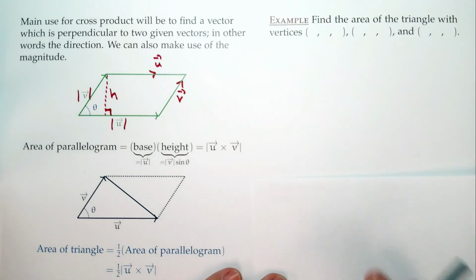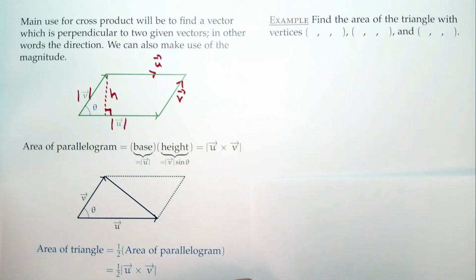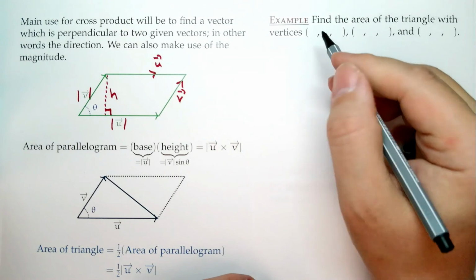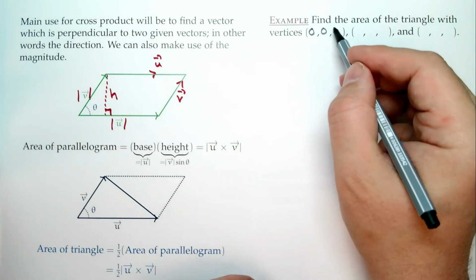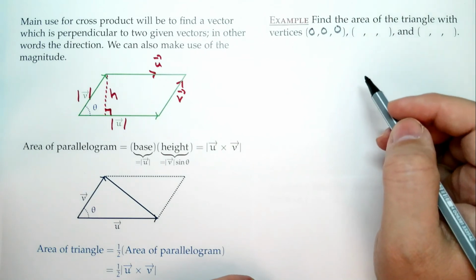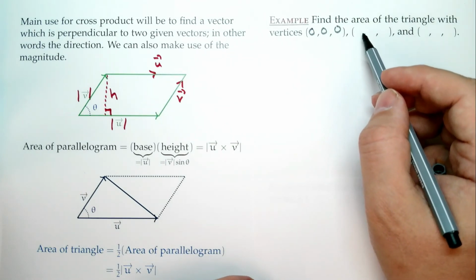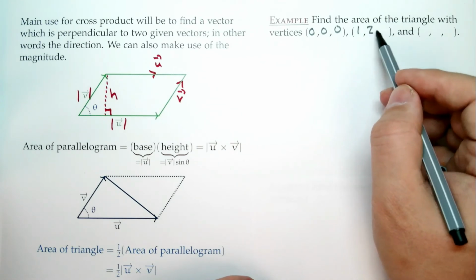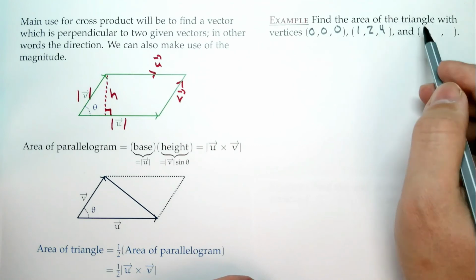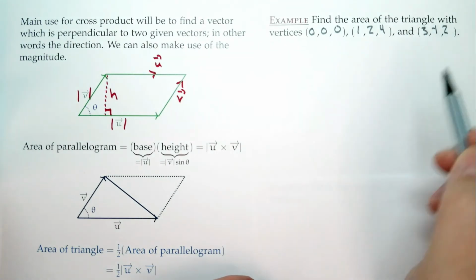So let's do an example. So suppose I want to find the area of a triangle with vertices in three-dimensional space. Since it doesn't really matter, I'll go ahead and put 1 at the origin. I'm feeling happy, so I'm going to put 1 at the origin. It doesn't matter. And what do I have? Well, 1, 2, 4, and 3, negative 1, 2.